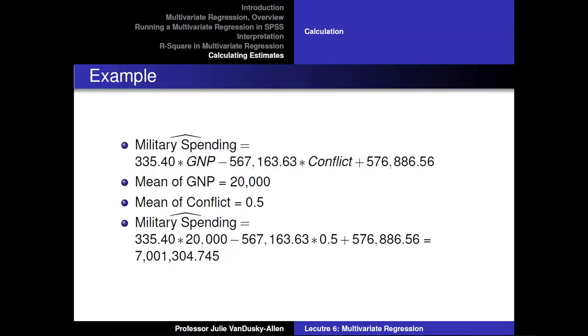Military spending hat equals 335.40 times 20,000 minus 567,163.63 times 0.5 plus 576,886.56. And the answer is 7,001,304,745.